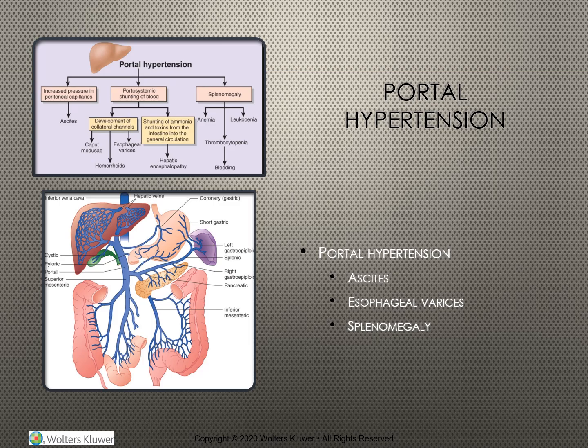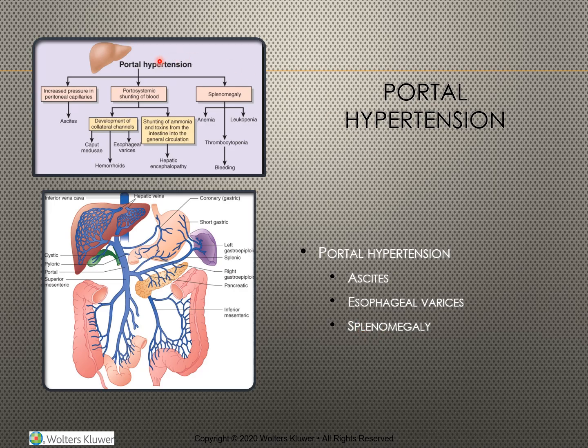But the way that blood moves through the portal circulation is an important reason why we see things like portal hypertension in patients with liver failure. So portal hypertension can lead to three major manifestations: ascites, esophageal varices, and splenomegaly.